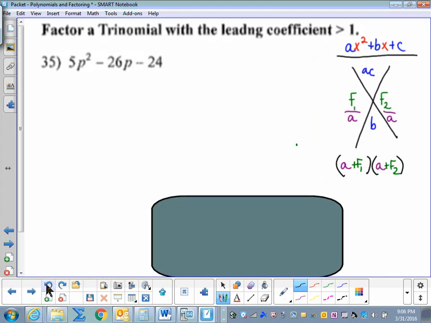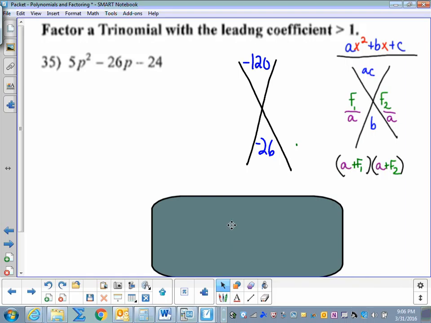Okay, number 35. All right, so we're going to factor it. In this instance, we're going to end up with a big number here. So let's see, we might have to add a step. We're going to take a times c, and we're going to see 5 times negative 24 is negative 120. And then we need the factors that add to negative 26.